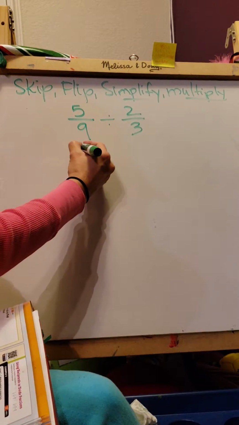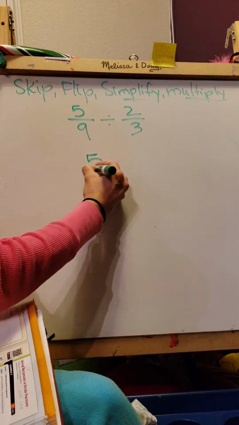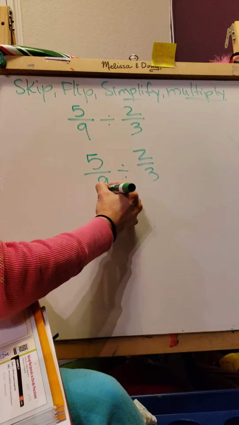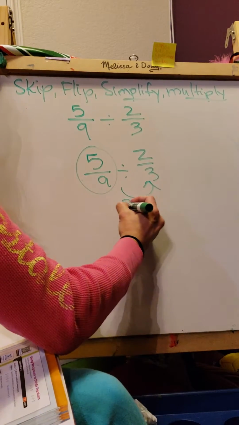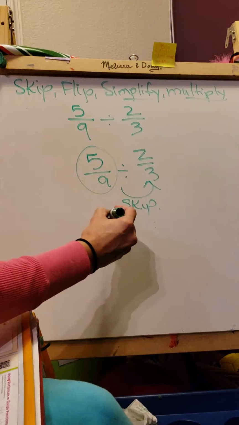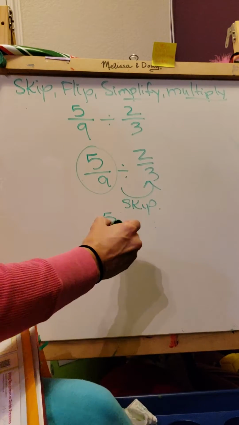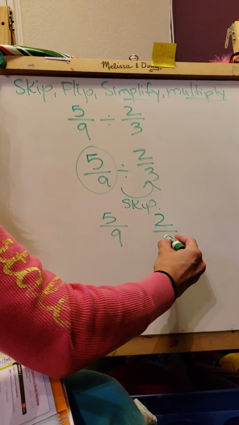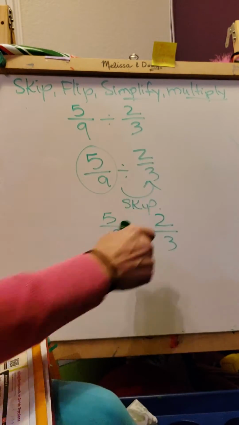All right, here's our first problem. So the first thing we need to do is skip. 5/9 divided by 2/3. So we're gonna skip the 5/9. Okay, there's your skip. Then we are going to flip. So since we skipped the 5/9, we are going to flip the 2/3. What is this called again? They are reciprocals.